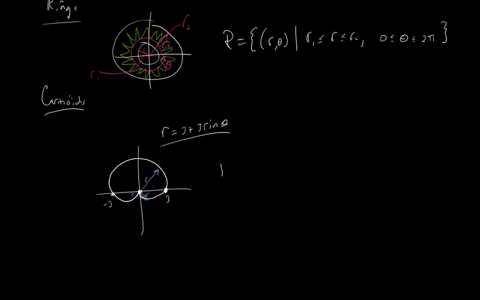So we can define our region R as being equal to the set of all (r, theta) such that r is equal to 3 plus 3 sine theta, not equal to, less than or equal to, back that train up a sec, 0 less than or equal to r less than or equal to, here we go, 3 plus 3 sine theta.